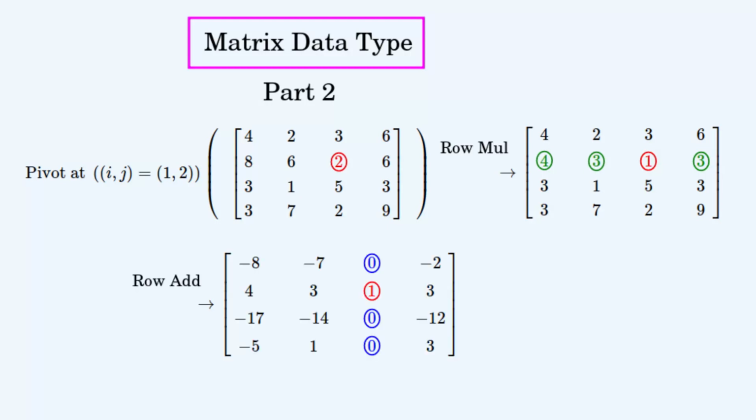Then we'll add a multiple of this row to all of the other rows in the matrix, so that all of the rest of the elements in this column are equal to 0. And so this is the end result of the pivot function.